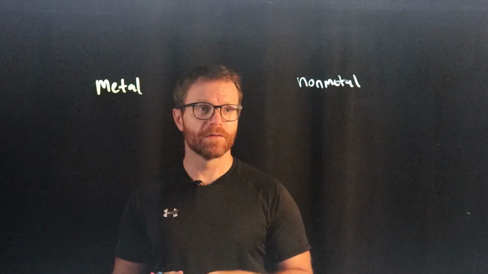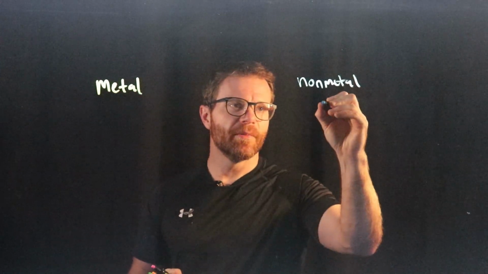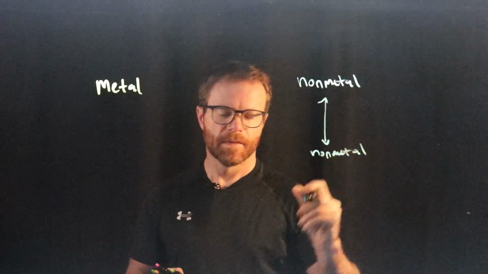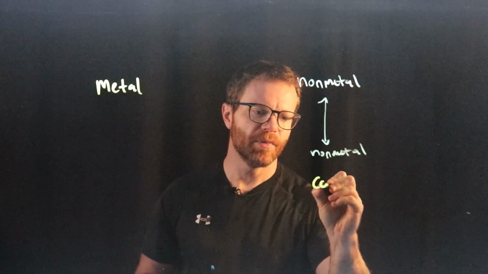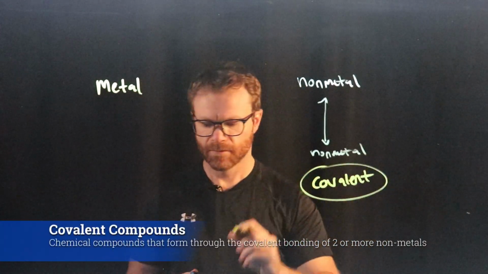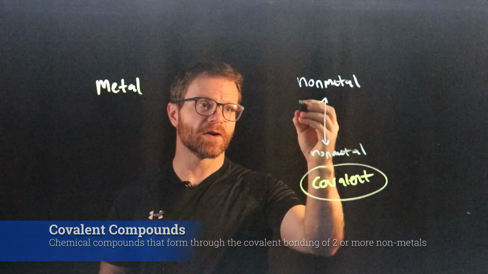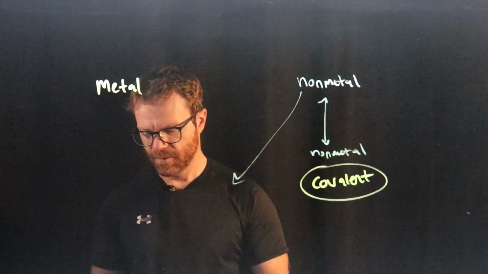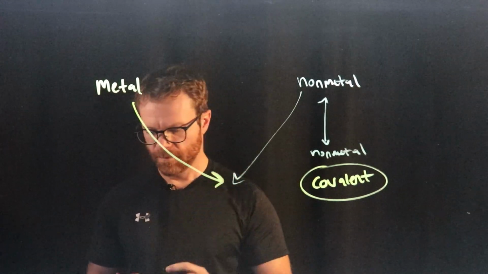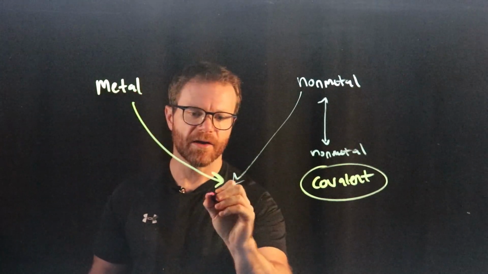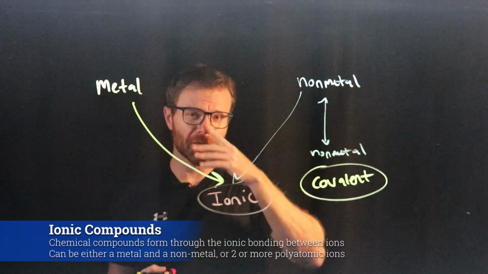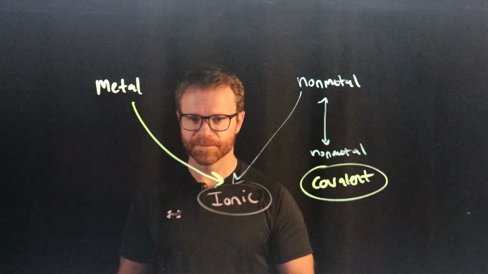For instance, we've learned recently that if you have a nonmetal and you bond it to another nonmetal, that's a covalent bond, and that forms covalent compounds. We also learned not so long ago that if you have a nonmetal and you bond it to a metal, that's an ionic compound. Ionic compounds are formed when a metal bonds with a nonmetal, or in some cases with polyatomic ions.